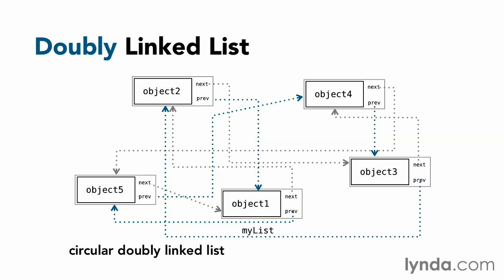So we have singly linked lists, we have doubly linked lists, we have circular linked lists. Let's see what kind of support exists for these across common languages.